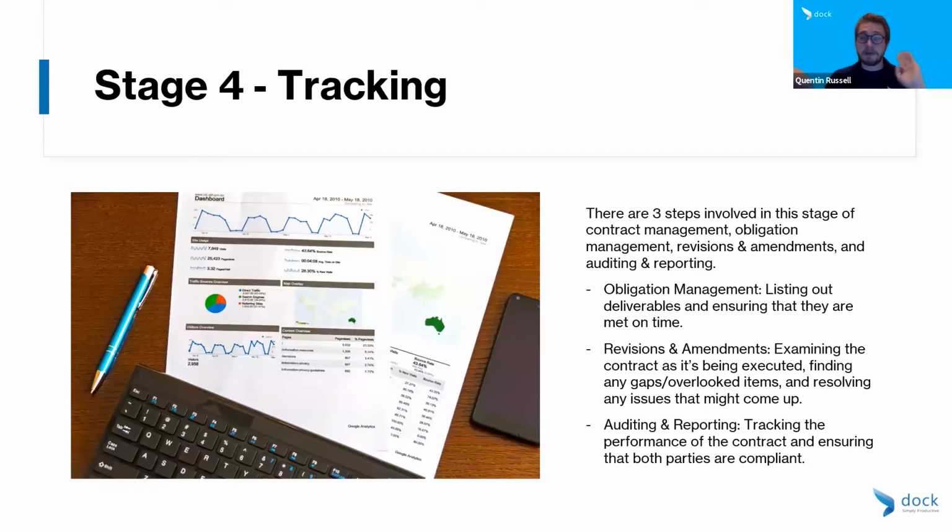But moving on from that, we get to stage 4, which is tracking. And there are 3 steps involved in this stage of contract management. This is obligation management, revisions and amendments, and auditing and reporting.